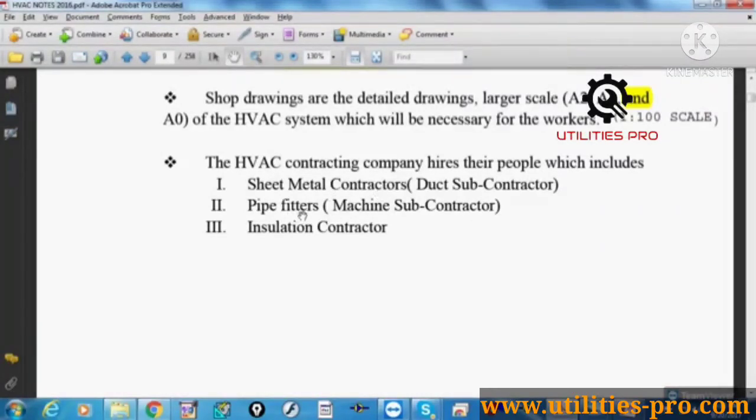The second type of contractor is pipe fitters, nothing but the machine subcontractor. They are involved in machine installation, pipe welding, pipe installation, etc. And for ducting and piping, we require insulation, so as not to lose energy. What is insulation? We have a topic on that later. Just now we are talking in general. For that, we will find a separate insulation contractor, who takes care of insulation on duct as well as on pipe. So mostly you'll find three types of subcontractor in the market.